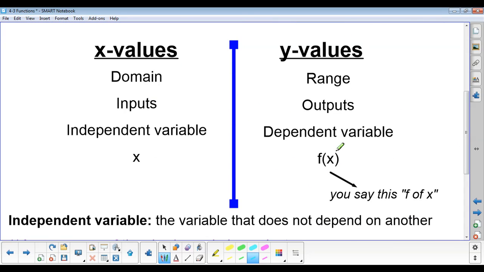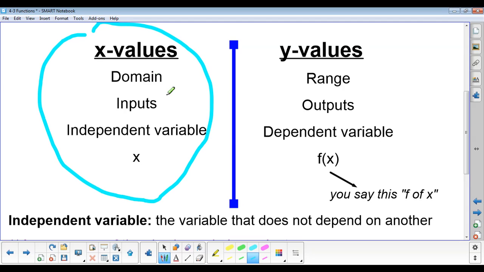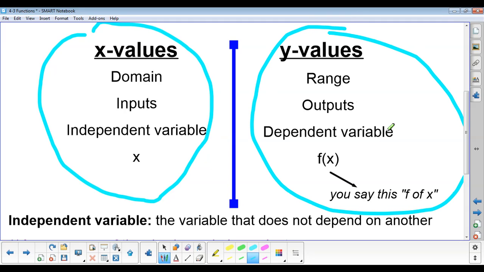These are different ways of saying the same thing. So our x values are also known as the domain, input, independent variable, and x. All 4 of these terms mean the same thing. On this side, we have our y values, or our range, our outputs, our dependent variable, and f of x. Again, these 4 terms all mean the same thing.